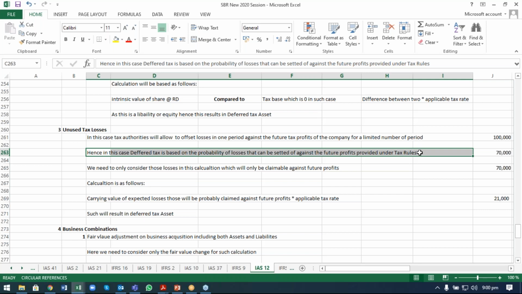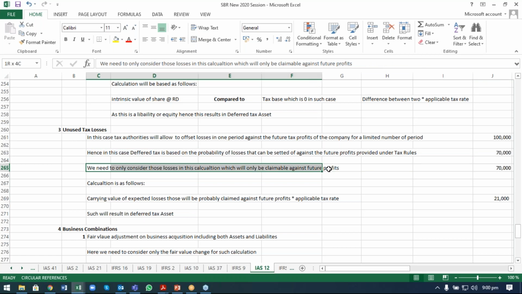You can only create a deferred tax asset against the tax losses you have available, where you think it's highly probable that you are going to create profits in future periods against which you can offset these losses. We need to only consider those losses in the calculation which will be claimed against future profits. If you are not able to generate any future profits, then you cannot claim any deferred tax or create any deferred tax on such losses. This is a restriction provided by IAS 12.